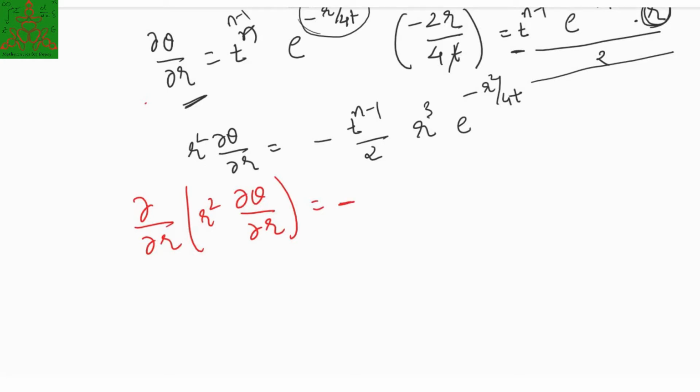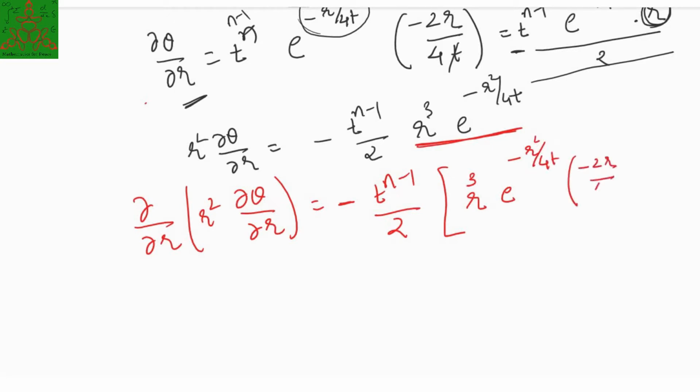That is, minus is outside, t power n minus 1 by 2 is also outside. For the derivative of this quantity here, the product rule is applied. So first r cube as it is, the derivative of e power minus r square upon 4t will be minus 2r upon 4t, plus e power minus r square upon 4t as it is, times the derivative of r cube, which is 3r square. You just observe that e power minus r square upon 4t is common out. R square is also common.